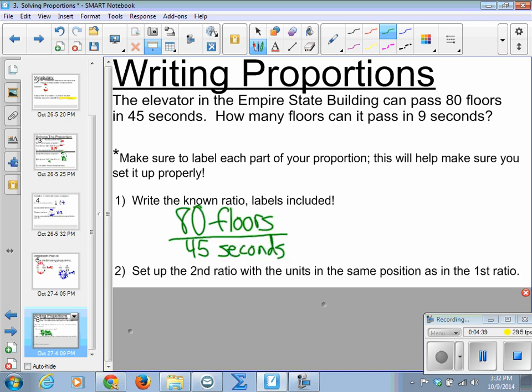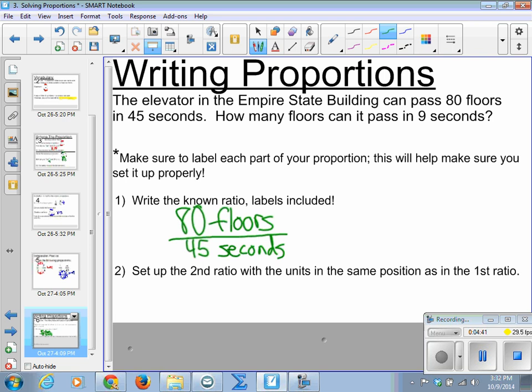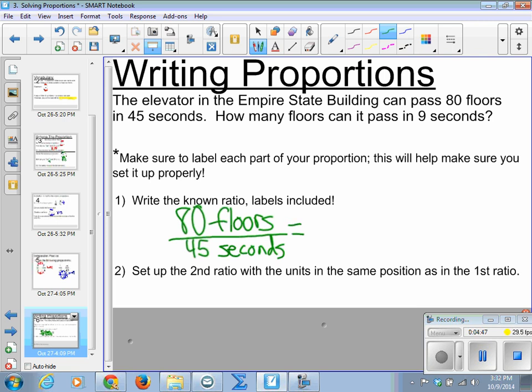Then we'll set up our second ratio with our units in the same position. Since I have floors on top in the first one, it'll go on top in the second. And right now, that is the unknown. Now in the bottom, we are told we have 9 seconds. So now from here, we can solve it.